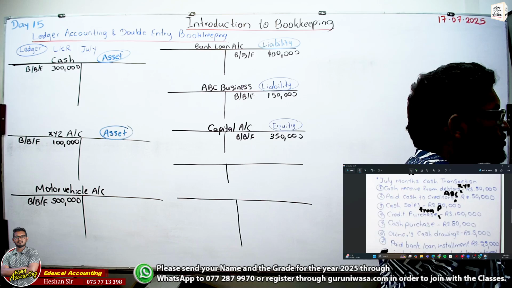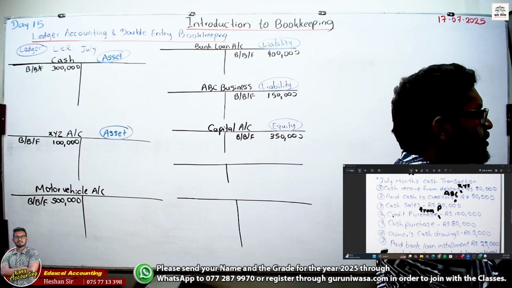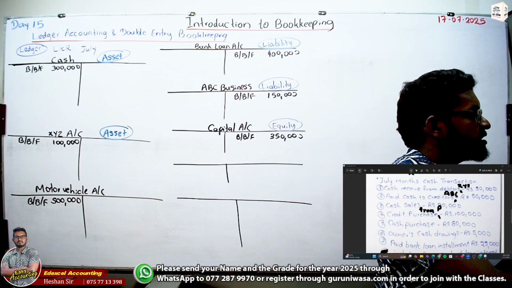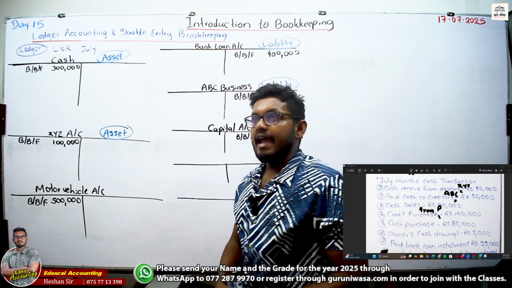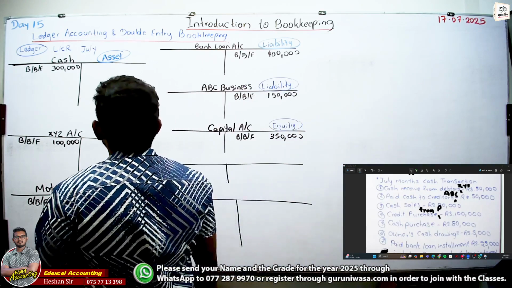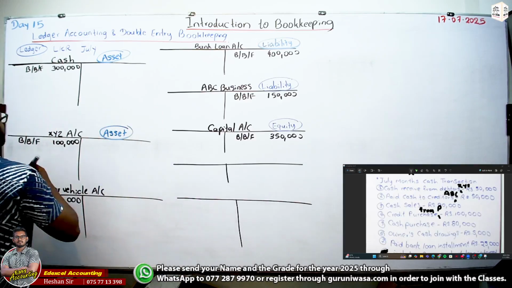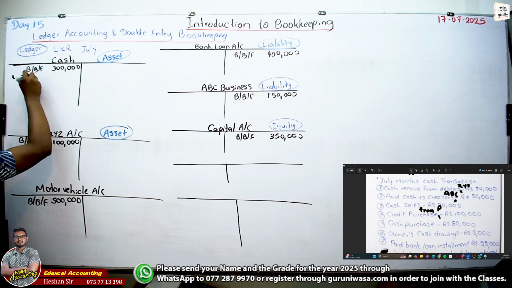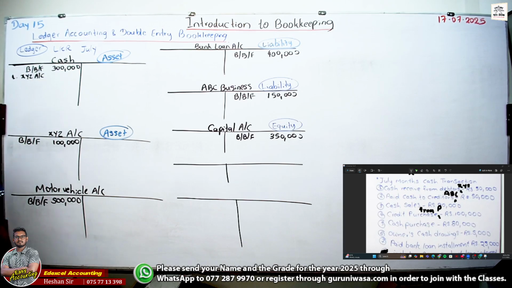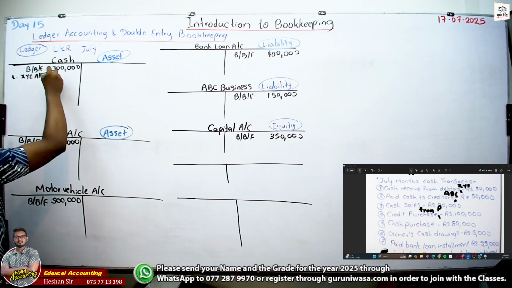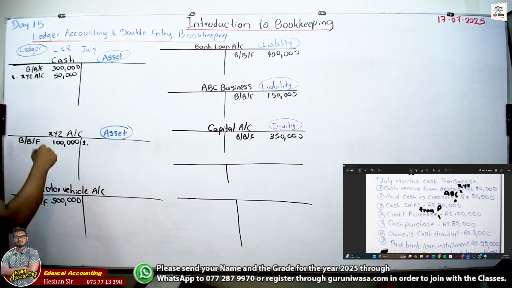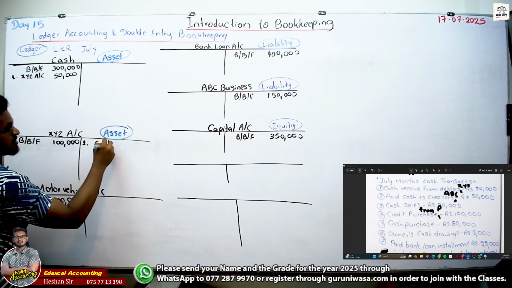Hope it's clear to you, right? Now let's record the transactions they have given. First one, cash received from debtor XYZ 50,000. So cash account debit, XYZ account, the transaction is 50,000. So number one, when they are paying, it is a decrease, as cash 50,000.